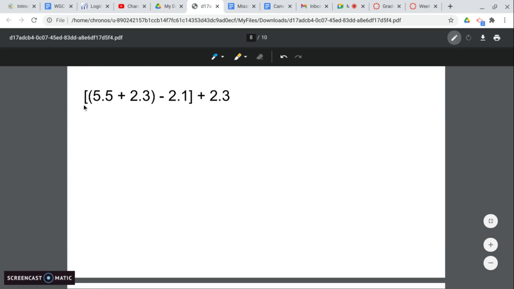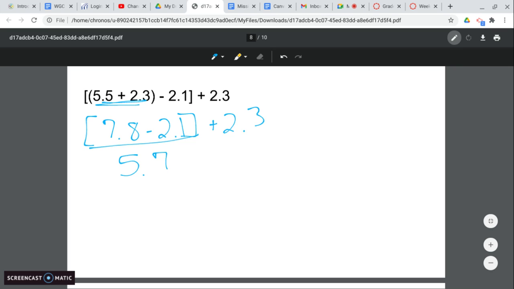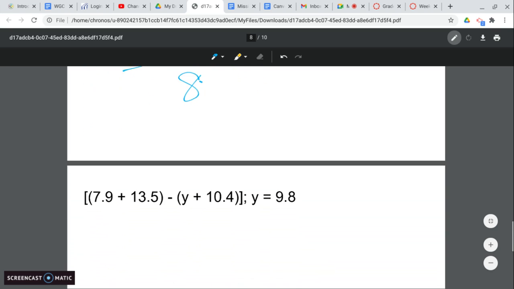All right, here's one that has our outer brackets and our inner parentheses. So we start with what's inside the smallest parenthesis. So 5 plus 5 plus 2 plus 3, so this right here, which is going to give us 7.8 minus 2.1 plus 2.3. So now we do what's in the brackets. So 7.8 minus 2.1, which will give us 5.7 plus 2.3. There's no multiplication or division, so we move on to addition and subtraction. So 5.7 plus 2.3 is going to give us 8. And there's our answer.